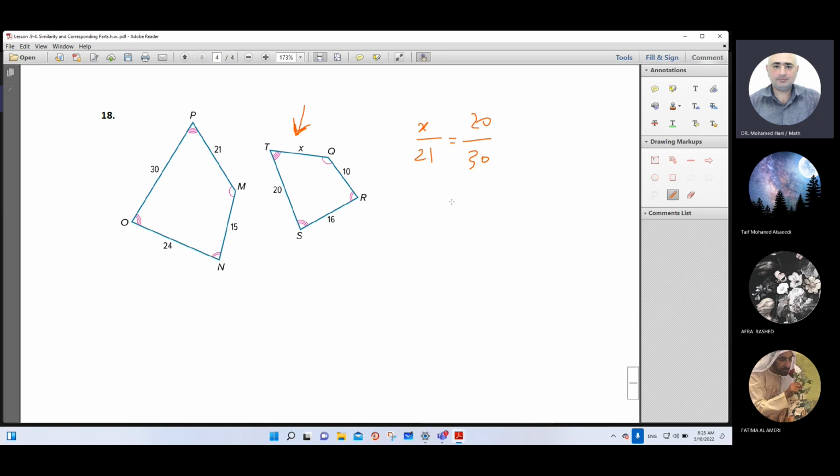How to solve this equation here? Do a cross product. Take x multiplied by 30, which will be 30x, equals 20 times 21, which will be 420. How to solve this equation? Divide the two sides by the coefficient, divide by 30. 30x divided by 30 will be x equals 420 over 30. You can remove 0 up with 0 down, 42 divided by 3 will be 14. So x is 14.